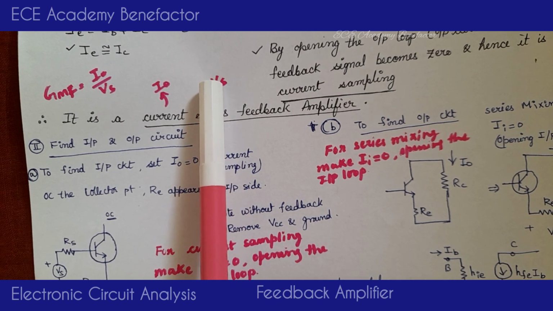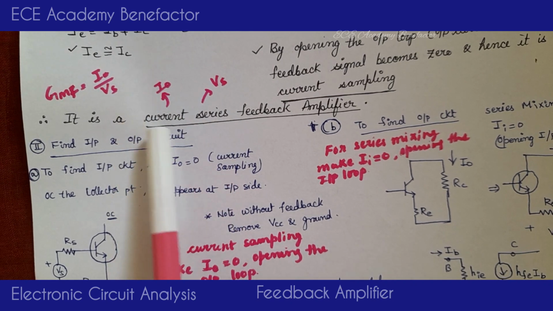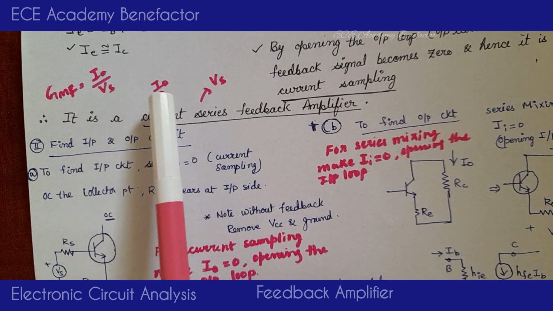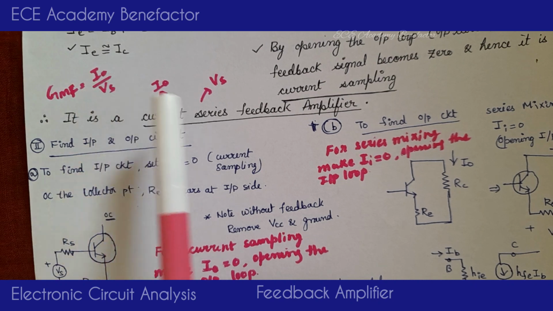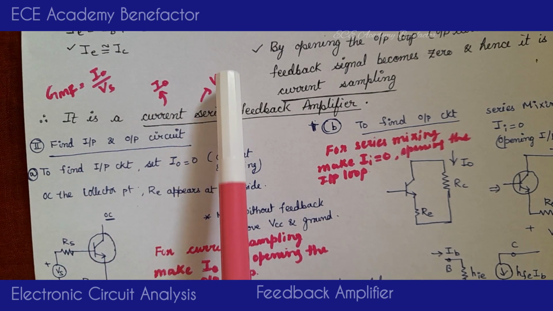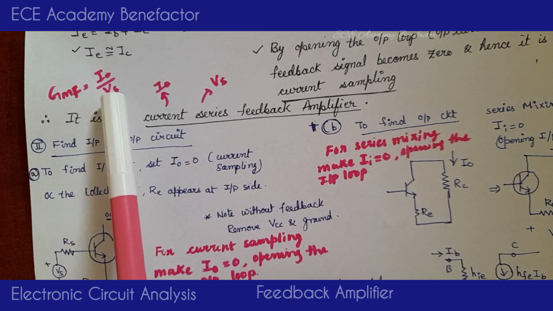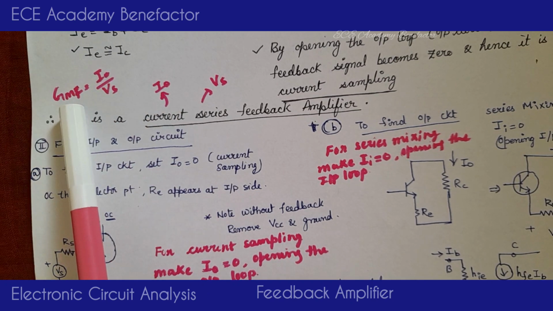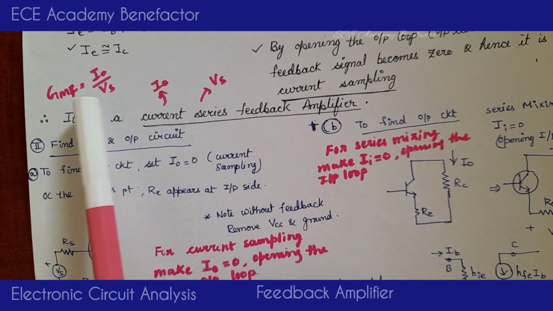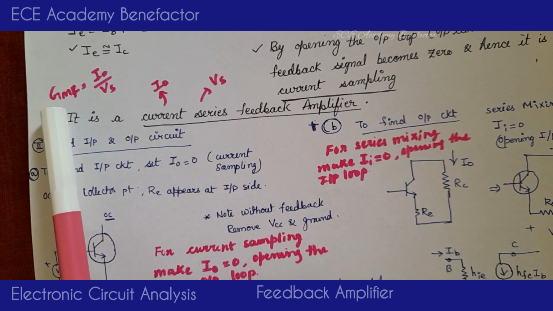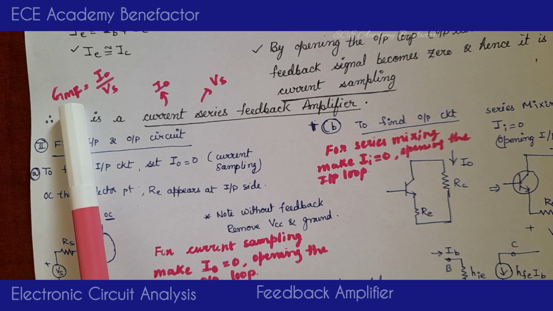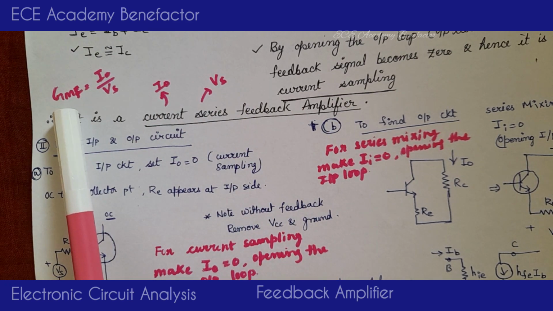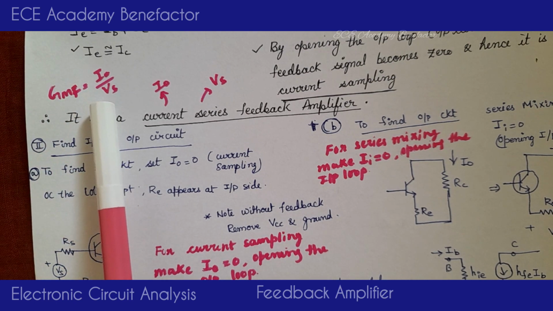Series mixing is voltage. So what will be the gain of this feedback amplifier? Output by input. Output is current I0. Input is series mixing, which means voltage Vs. So I by V is equal to Gm, that is transconductance. So I0 by Vs is equal to Gmf, the transconductance with feedback. So the current series feedback amplifier gain is Gmf, I0 by Vs.